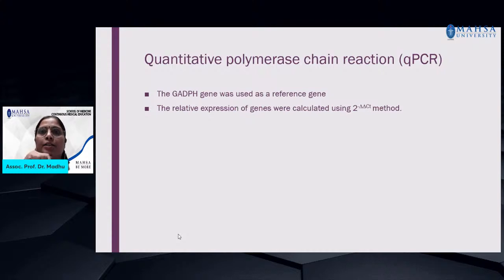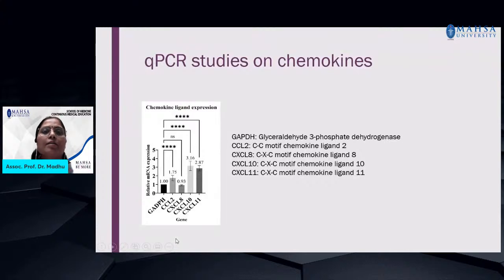In qPCR, the GAPDH gene was used as a reference gene, and the relative expression of the genes was calculated by this method. Now, qPCR studies of chemokines: this slide shows the effect of the extract on the expression of chemokines. You can see from here that the extract has upregulated CXCL8 expression by 1.75, CXCL10 by 3.16, and CXCL11 by 2.87.